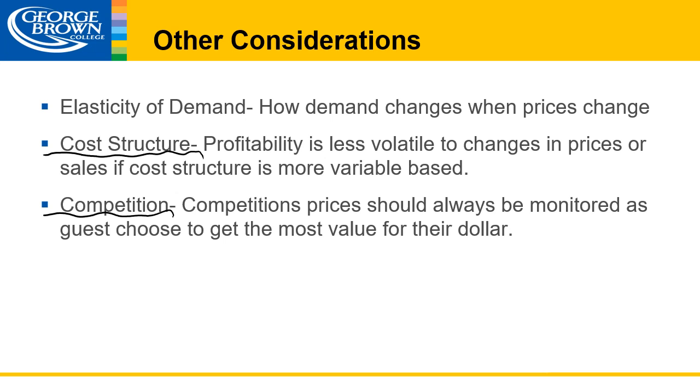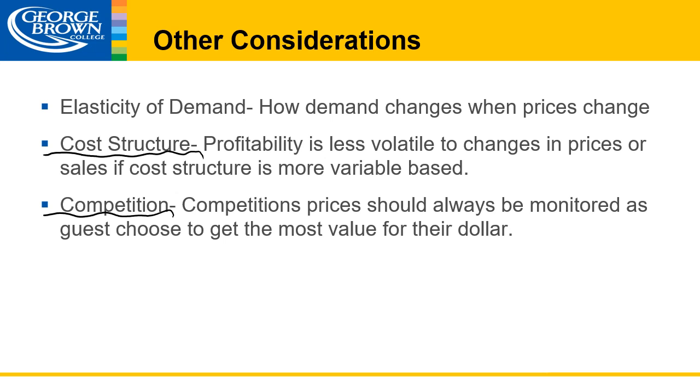Our businesses in food service are much more variable based, so we're not terribly operationally leveraged, which we'll talk about in later lectures. That means profitability is less volatile, or changes less with changes in prices or sales, because the majority of our costs are variable, right? They go up and down with sales. So we need to take that into consideration when setting our prices, making sure they are based on direct or variable costs, which is primarily your food cost and your labor cost.